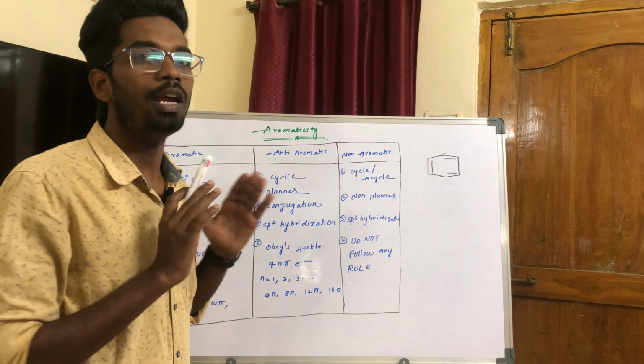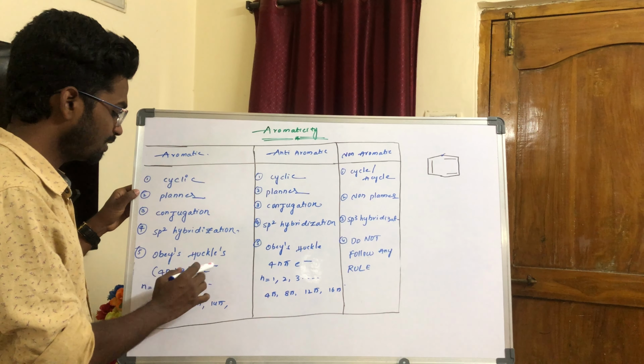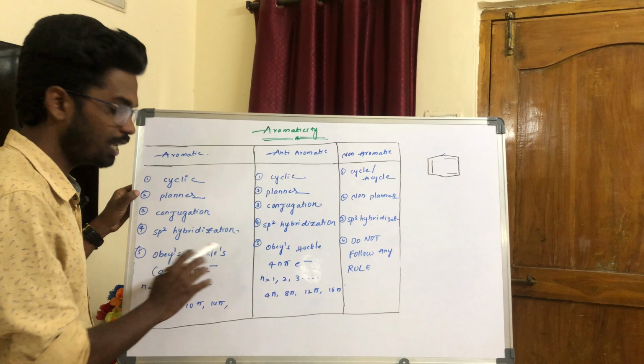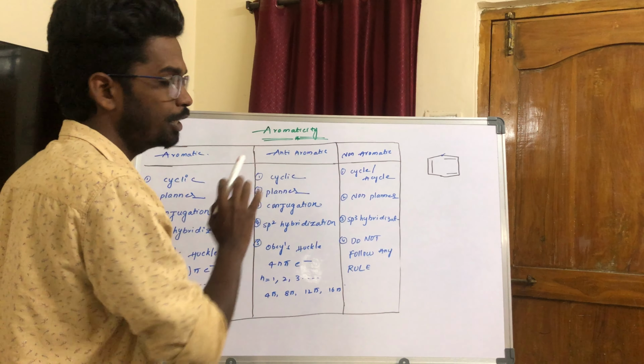I hope you understand. It should be cyclic, planar, conjugated, with sp2 hybridization. Obeying Huckel's rule, 4n plus 2 pi electrons is aromatic, and 4n pi electrons is anti-aromatic.